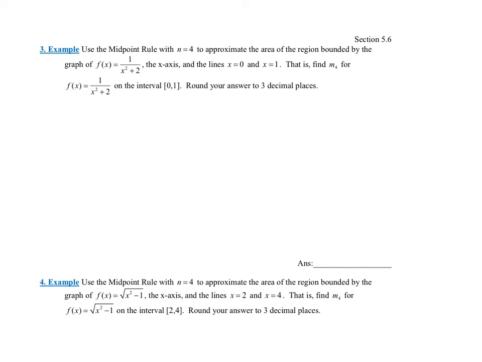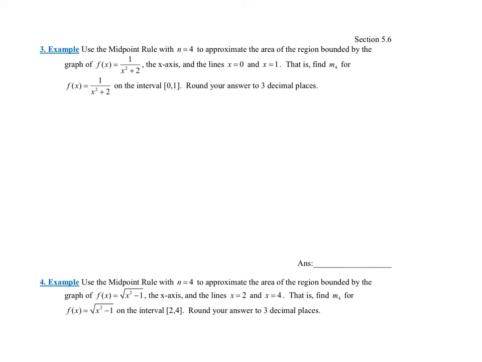So let's look at example 3. It says using the midpoint rule with n equal 4, meaning 4 rectangles, approximate the area of the region bounded by the graph of f of x equals 1 over x squared plus 2, the x-axis, and the lines x equals 0 and x equals 1. So in other words, what they're saying is find M4, again, 4 rectangles using the midpoint of the function 1 over x squared plus 2 on that interval 0 to 1.